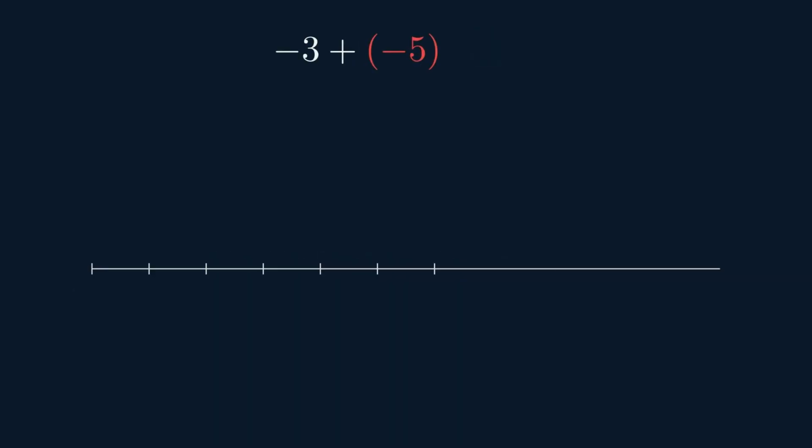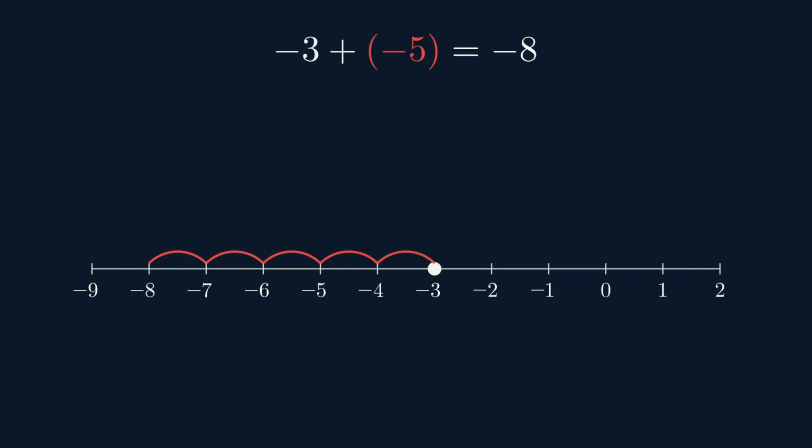Next, -3 plus -5. Again, start at the first number, which is -3. This time, we are adding a negative number, which means we must move to the left. Let's take 5 jumps left. 1, 2, 3, 4, 5. We finish at -8. Therefore, -3 plus -5 is -8.